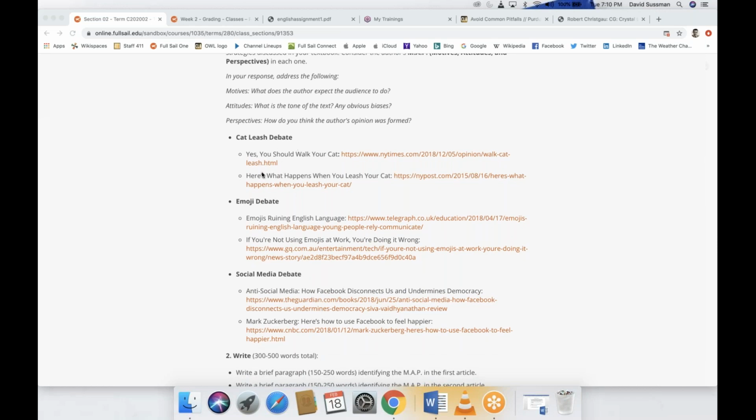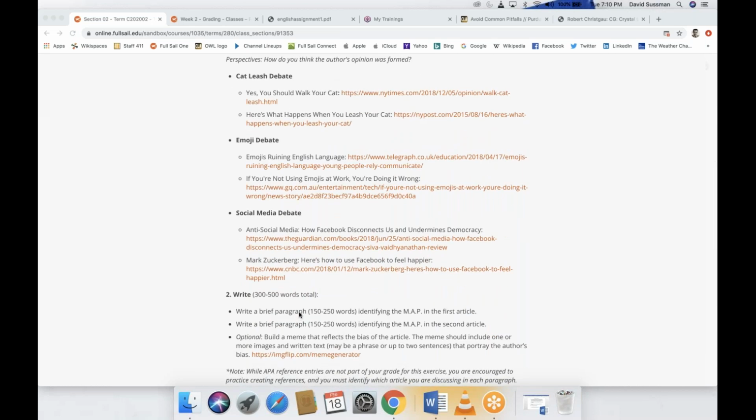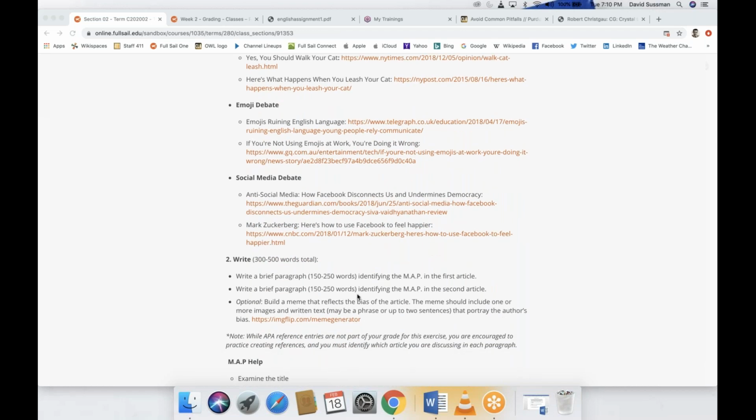So you'll choose either the 2 cat leash articles, the 2 emoji articles, or the 2 social media articles. And then you're going to write 1 paragraph about each article. That's it. Okay, 1 paragraph each. And it says identifying the main points in each.